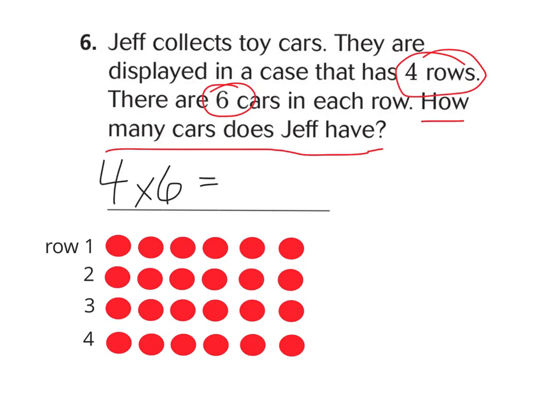Now let's count our counters to find the total number of cars Jeff has. In the first row, he has 6. And 6 plus another 6 equals 12. Adding 6 more to 12 gives us 18. And finally, 18 plus 6 more gives us 24. So 4 rows of 6, or 4 times 6, equals 24 cars.